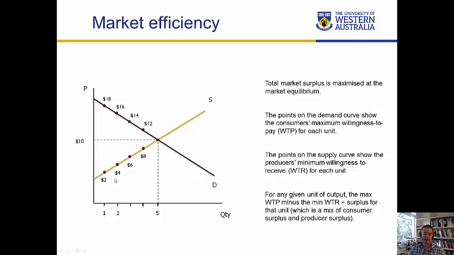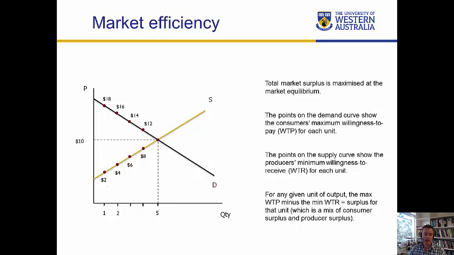With the supply curve, for the first unit, I've got a value of $2 there. Now, if you have a look at the text on this slide, you'll see I've interpreted that $2 as the minimum willingness to receive. And in economics, that $2 actually represents the variable production costs associated with producing that first unit. So the cost of labour, the cost of electricity, the cost of materials, the additional costs incurred by producing that first unit.